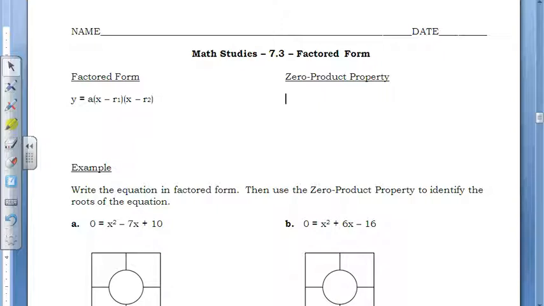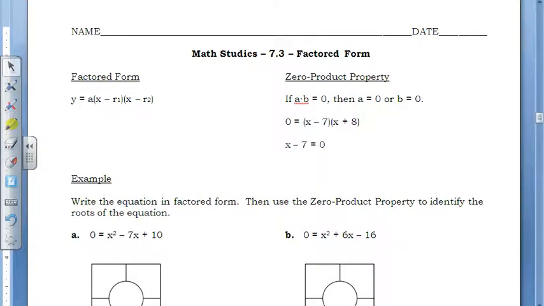The zero product property states if the quantity of A times B is 0, then A is 0 or B is 0. So if I have an equation in factored form, like y equals the quantity of x minus 7 times the quantity of x plus 8, and I wanted to set that equation equal to 0 and solve it, I know that either x minus 7 is 0 or x plus 8 is 0.